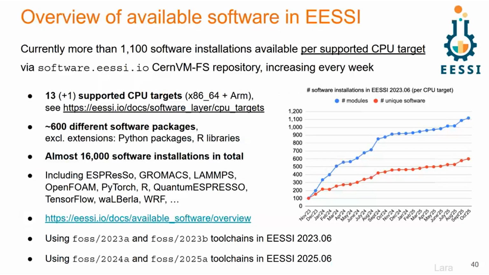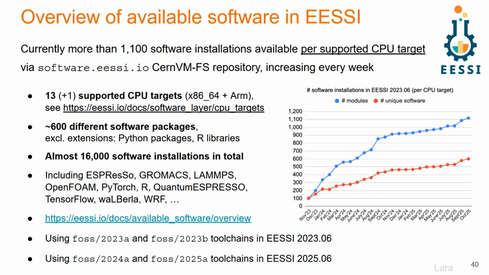So we currently have more than 1,100 software installations per supported CPU target in EESSI. As you can see, this has been growing since we started building the software in November 2023. At the moment, we have 13 supported CPU targets in x86 and ARM. We have 600 different software packages, excluding extensions for Python.